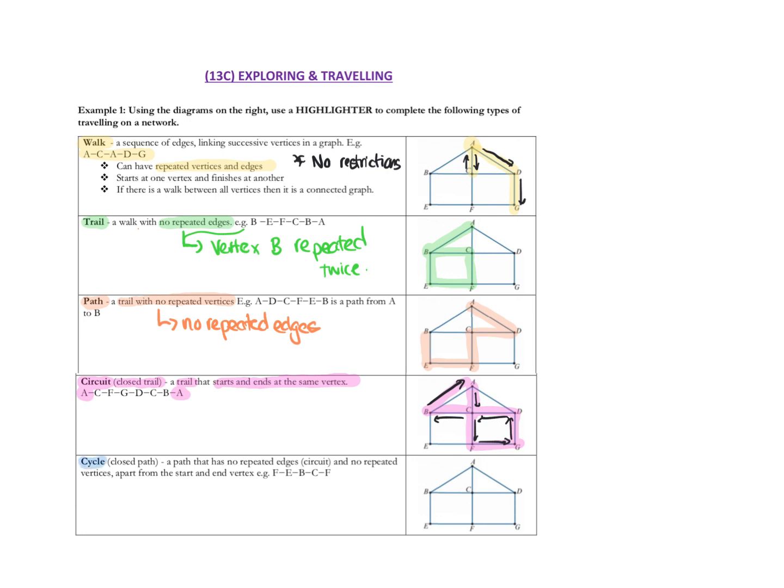So a cycle is a closed path. Remember, a path doesn't have any repeated edges and no repeated vertices. So that is a cycle, except for the last one, apart from the start and the end vertex. See how F and F, that's the only one that is technically repeated in a cycle. So we've got the example there. We went from F to E to B to C and back to F. So that was your little cycle.